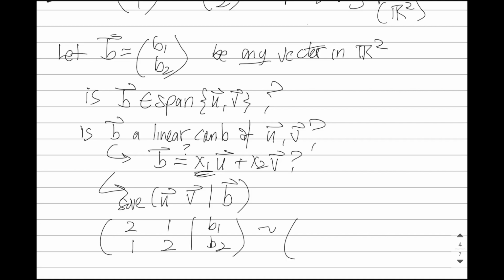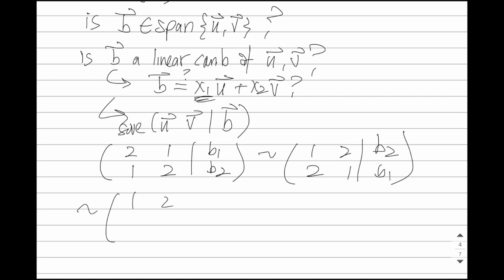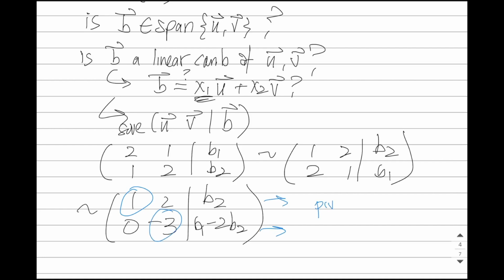I'll swap the two rows, and then I can create a 0 under that top left pivot. So I'll have an unaffected top row, and I want -2 of the top row added to the bottom row. So I'll get a 0, a -3, and then I'll have B1 minus 2 B2. At this point, I see that immediately there is a pivot in every row. I'm going to get no contradictions, and that means I am going to get a solution.